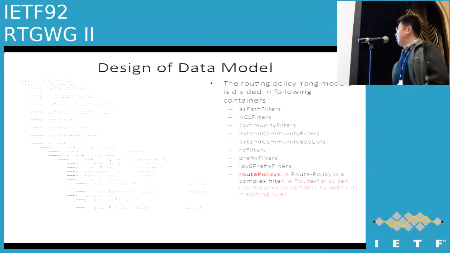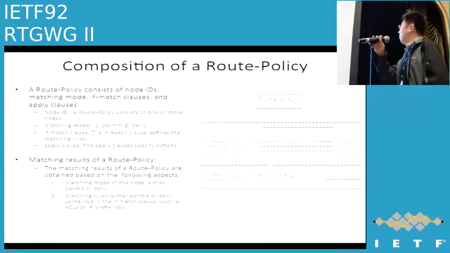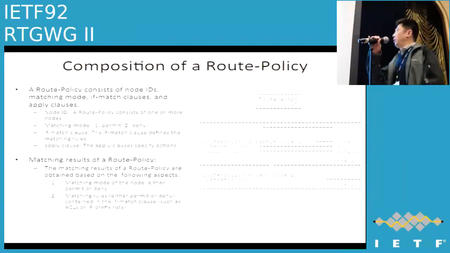Next, please. Okay, so in our policy we have basically a node ID. We have multiple nodes, and in each node we have a match clause and an apply clause. Right now we assign the node ID for each node because its execution has a sequence. We think this list is ordered, and this sequence can be understood clearly.